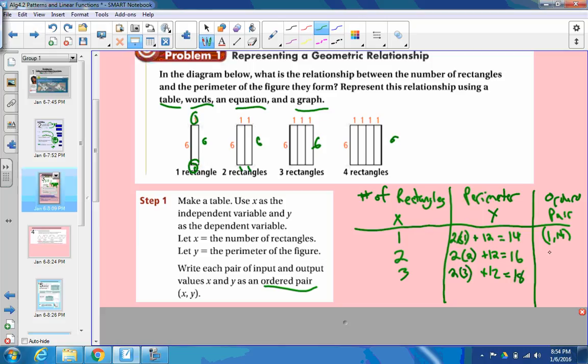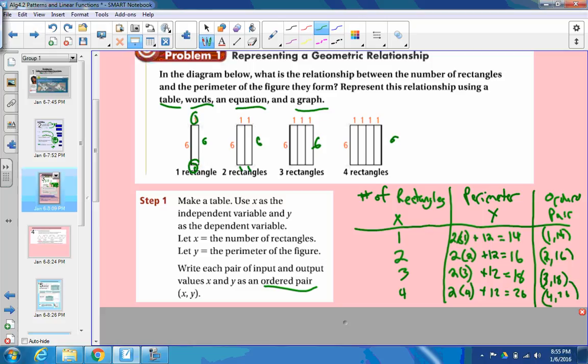I'm not writing these ordered pairs in here. So it'll be 2, 16. So it'll be 3, 18. And don't forget the parentheses when we're dealing with ordered pairs. Let's do one more. Let's do 4. So 2 times 4 plus the outsides are always going to be adding up to 12 is equal to 8 plus 12, which is 20. So the ordered pair would be 4, 20.